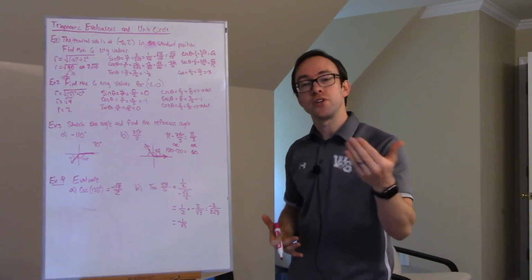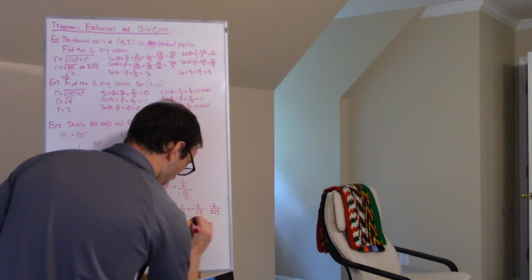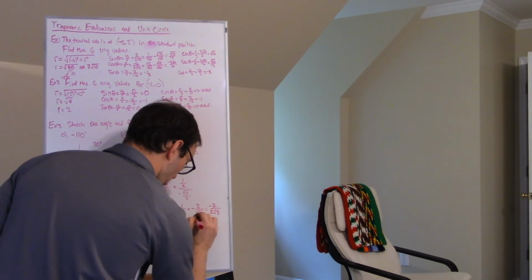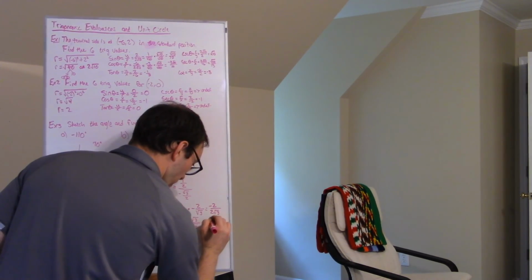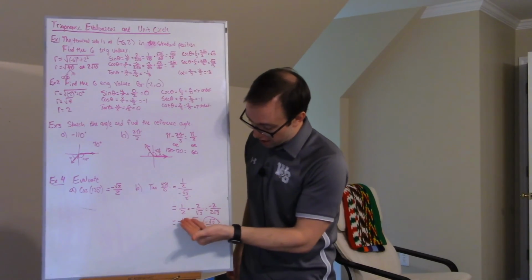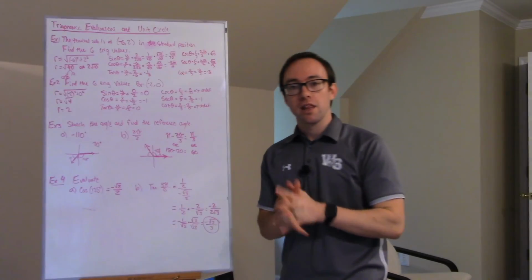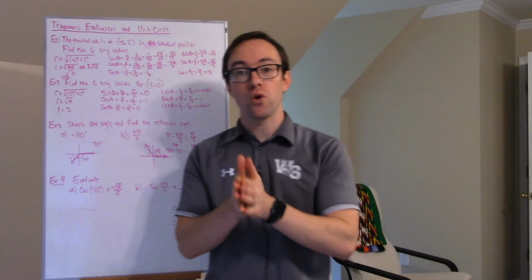Now, to finish this off, we do have to rationalize the last piece of this. So we multiply by the square root of 3 on top and bottom, and we get negative 1 square root of 3 over 3. That finishes up the last example for this lesson.